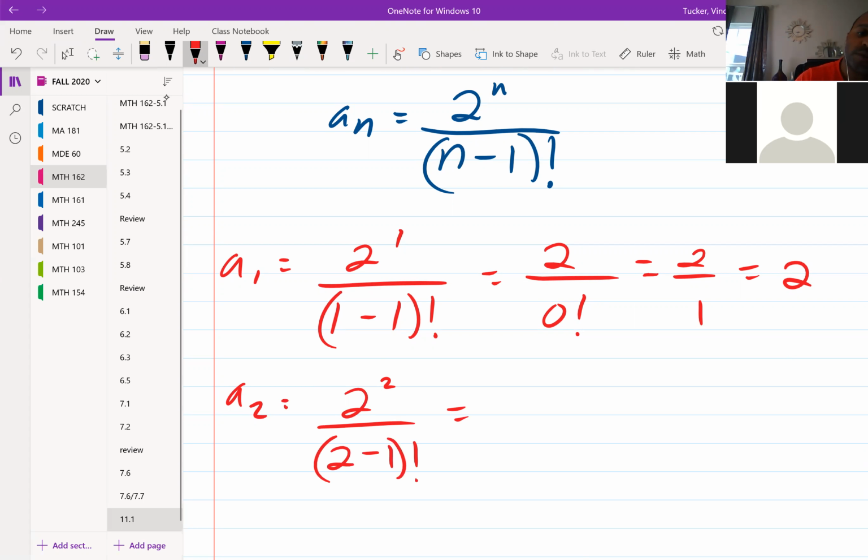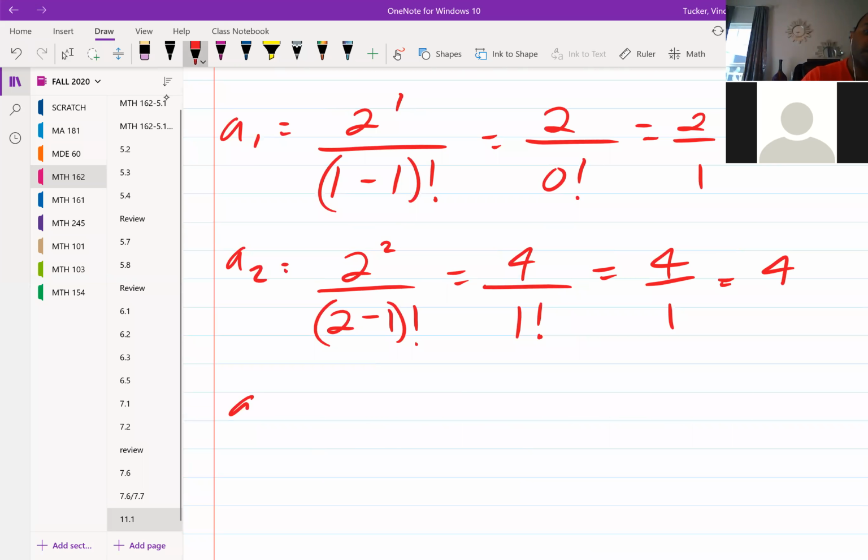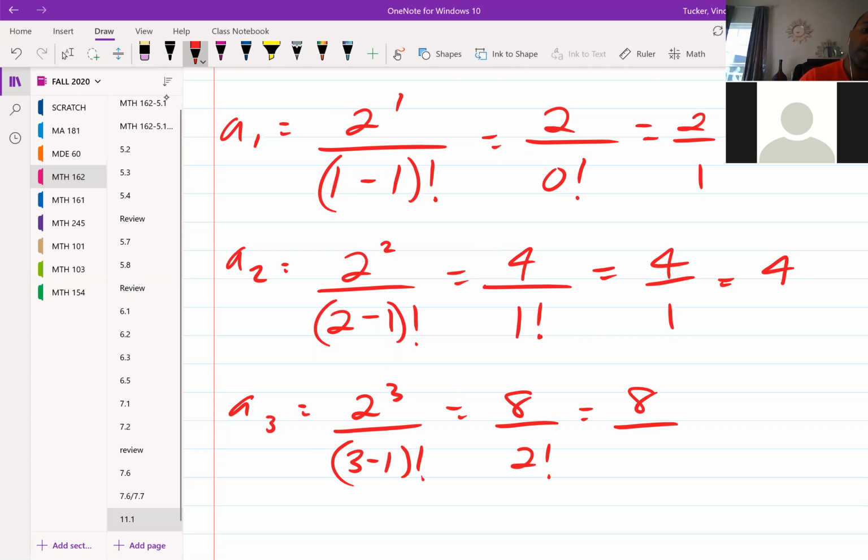Next one, plugging in 2. That's 2 squared, which is 4. 2 minus 1 is 1 factorial. So 4 over 1 is 4. A sub 3 is 2 to the third power over 3 minus 1 factorial. It's 8 over 2 factorial. 2 factorial is just 2 times 1. 8 over 2 is equal to 4.